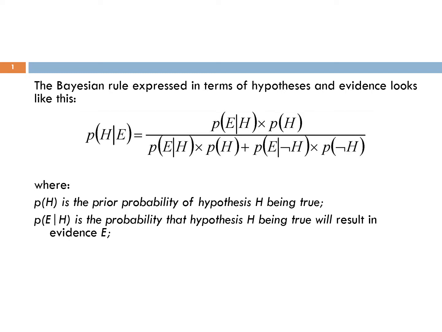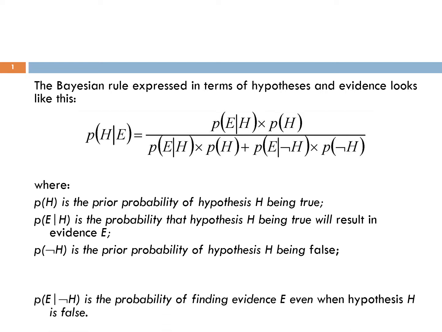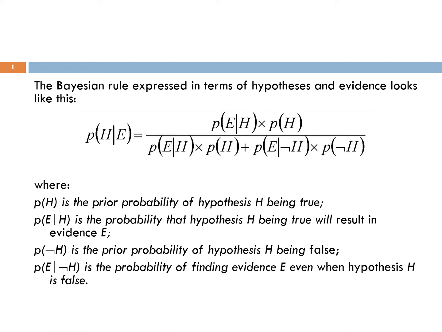Where P(E|H) is the probability that hypothesis H being true will result in evidence E. You observe the hypothesis where the evidence E has occurred. It is what we mean. And then where the hypothesis is being false, the probability of the hypothesis H being false, and then the probability of finding evidence E when the hypothesis is false.